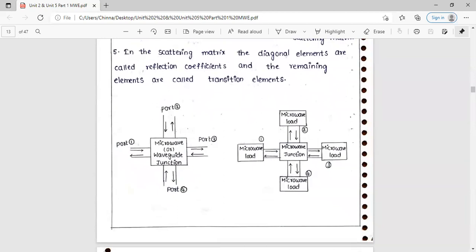Port 1 and port 2, port 3 and port 4, and a waveguide junction or microwave junction. The microwave junction is preferred to show how the signal is taken and how the signal comes out. Here microwave loads means some microwave components are connected to that particular representation. Both will be preferred. Whatever diagrams you are seeing, both will be correct.